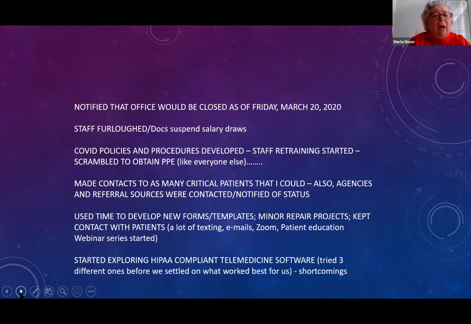I used the time to develop new forms, templates. We did some minor repair projects in the office. We tried to keep in contact with our patients as much as possible. A lot of texting and emails and Zoom and patient education, and we'll talk a little bit about that as we go on. And we also started exploring HIPAA compliant telemedicine software. We tried 3 different software programs before we settled on one that worked for us. And there are some shortcomings with regard to that.